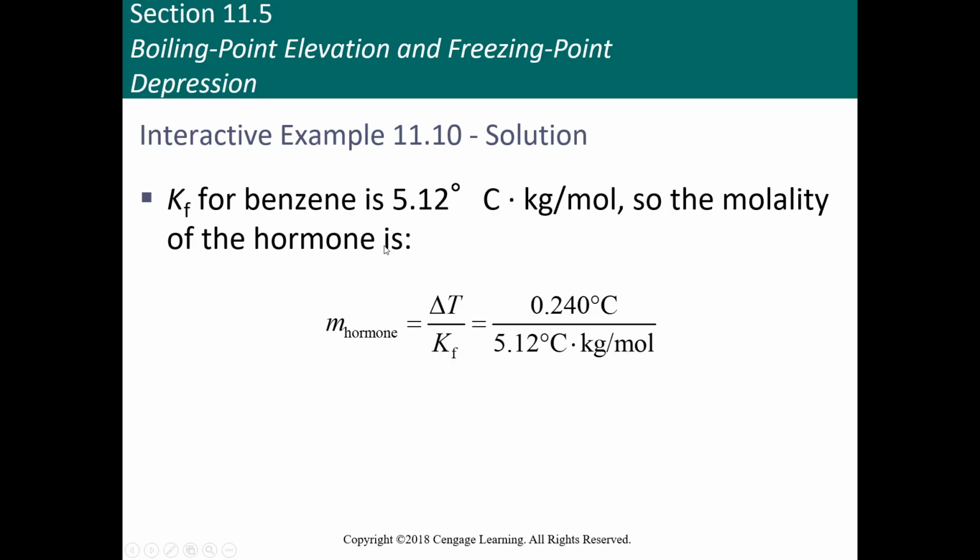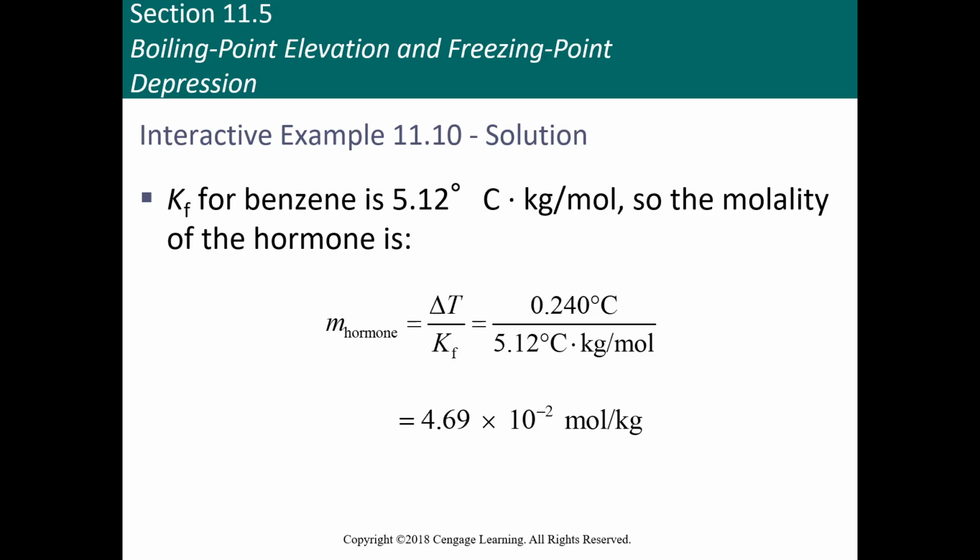We're going to assume the hormone does not split apart in solution, which is a pretty safe assumption. It would be very, very bizarre and really a problem if this hormone was splitting apart in solution to make more than one particle. And so this should be one particle per mole, or 1 mole of particles for every mole of hormone. And so we put in our numbers, we do the math, we get 4.69 times 10 to the negative 2 moles per kilogram, which is our molality.